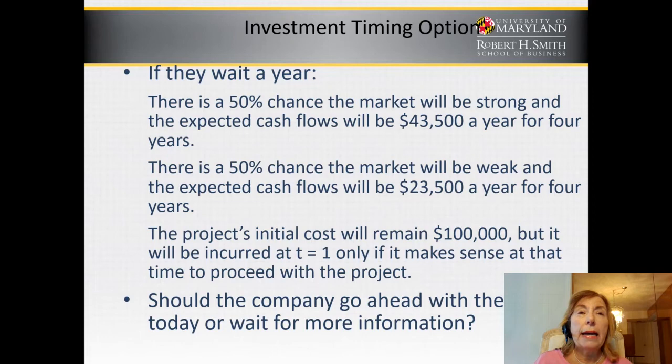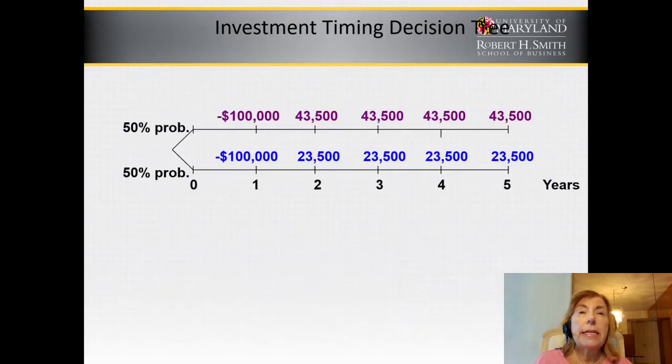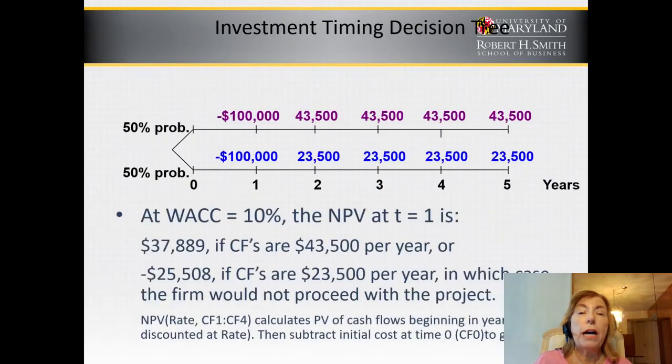At a WACC of 10%, the NPV for this project is $37,889 if the cash flows are 43.5 per year, the upper level of our decision tree, or negative $25,508 if the cash flows are 23.5, the lower level of the decision tree. If that's the situation, the firm will not proceed with the project. If we proceed today, the NPV is 6.19.